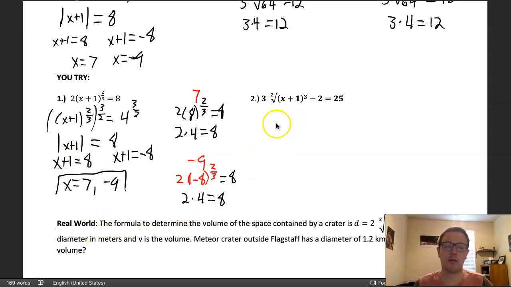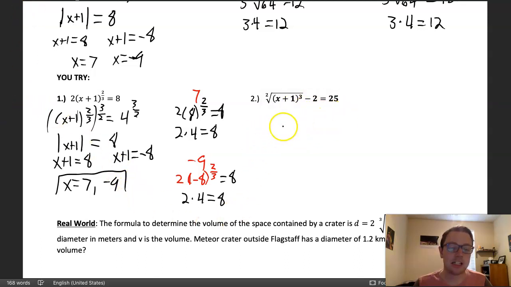Right. We have one more for you to do here. We have 3 times the square root of x plus 1 cubed minus 2 is equal to 25. Now let's move on to the next one. We have the square root of x plus 1 cubed minus 2 is equal to 25. What are our solutions going to be?